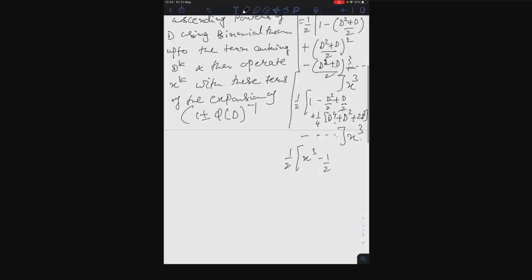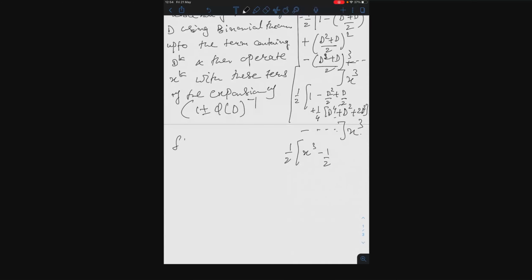Now sometimes, to make it easy, if f of d is resolvable into partial fractions, then split 1 by f of d into partial fractions and then apply the same procedure. That would be easier if it is possible to resolve f of d into fractions. First split 1 by f of d into partial fractions and then apply this procedure. Understood all of you?